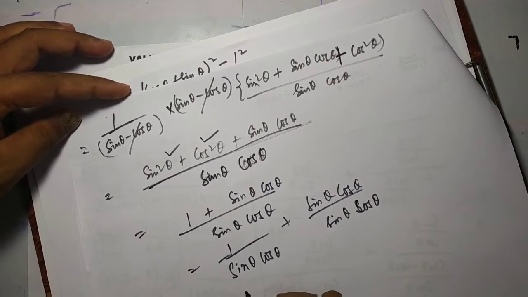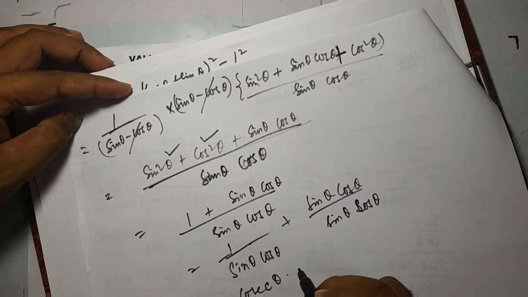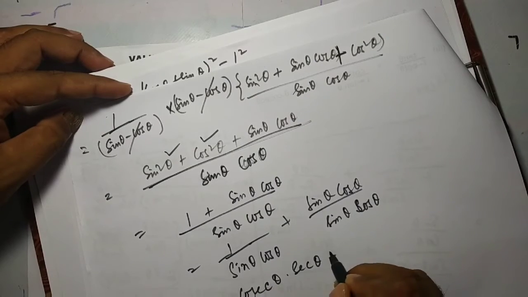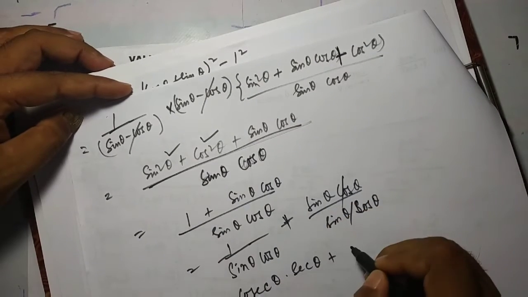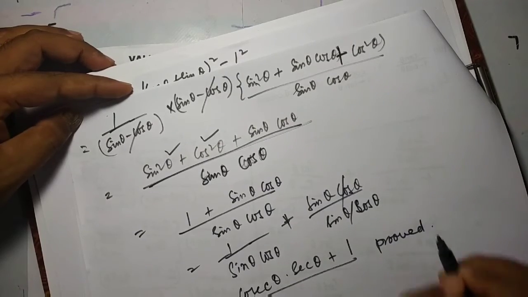So this is cosec theta, 1 upon sin theta, you know this is cosec theta, and 1 by cos theta is sec theta. So this is cancelled, neutral, so this is 1. So it is proved again. Okay.